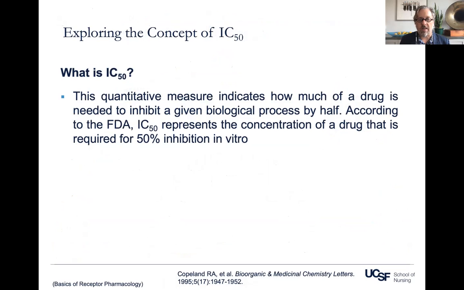Another concept to understand is the idea of an inhibitory constant 50. This is the amount of drug it takes to inhibit a biological process, say for example, the reuptake of serotonin at the synapse, by 50%. So how much do you need to do that? And this is something that is commonly used in drug studies.